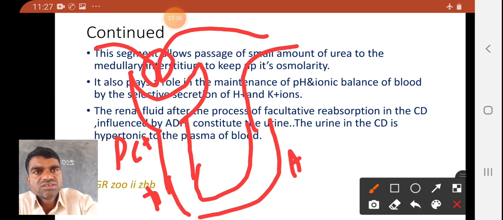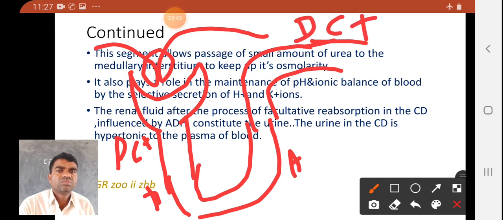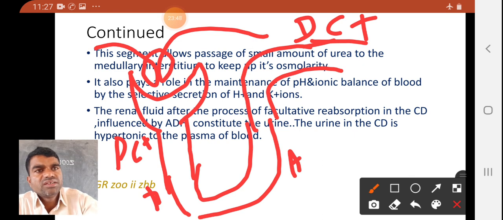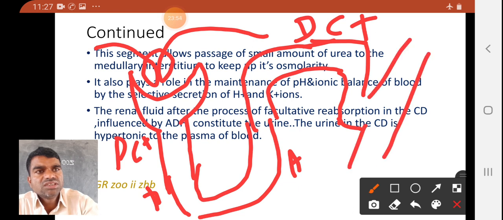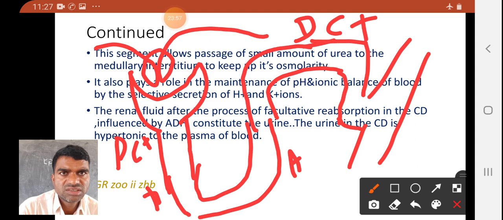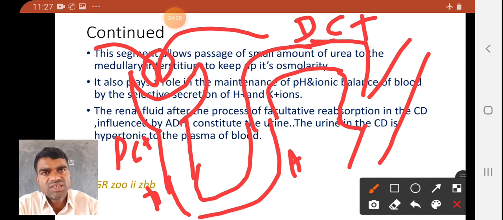Now again it is going into the extending part, that is called the DCT part. DCT means distal convoluted tubule part. And from the distal convoluted tubule it is now going into the CD, collecting duct part. Collecting duct to the Bellini, and the urine is now reaching into the urinary bladder, right?